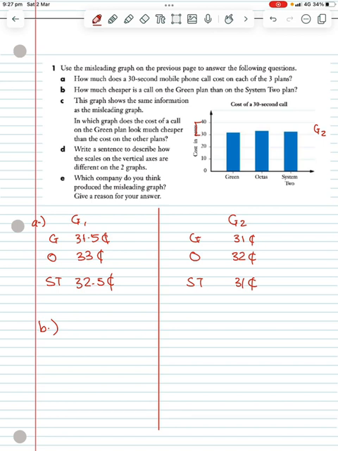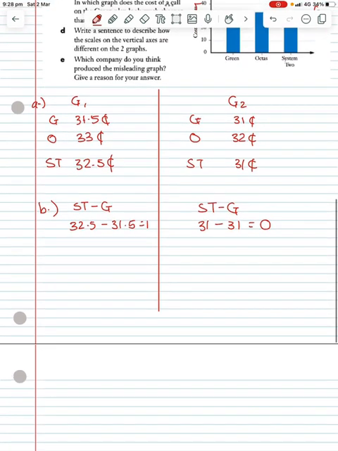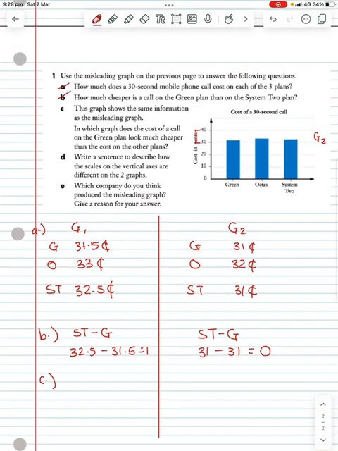System 2 is more expensive. So we're going to do system 2 minus green, which is going to be 32.5 minus 31.5, which is going to equal 1. Based off of graph 2, we're going to do the same thing. So I said 31 minus 31 equals 0. So I was saying they're the same price based off of this graph. Part C. Let's cross these off as we go.